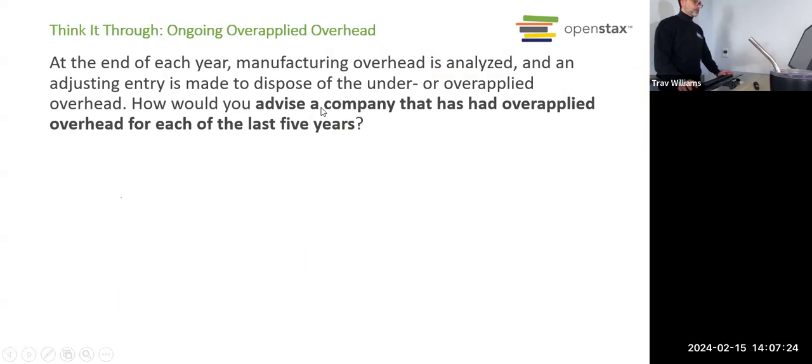Okay. So let's say a company has had over applied overhead for each of the last 5 years. So every year they applied too much overhead during the year. What would you suggest to them? Under applied, balance things out. What were you gonna say, Alexandra? Well, okay, so obviously it looks like their estimates are not very good. So how might you correct that?